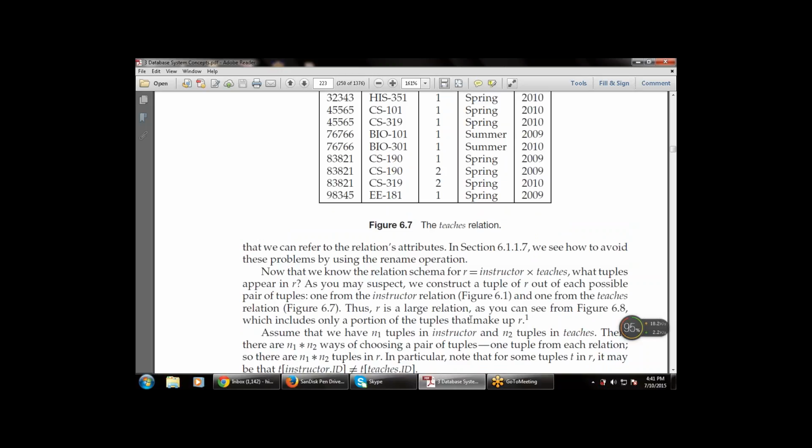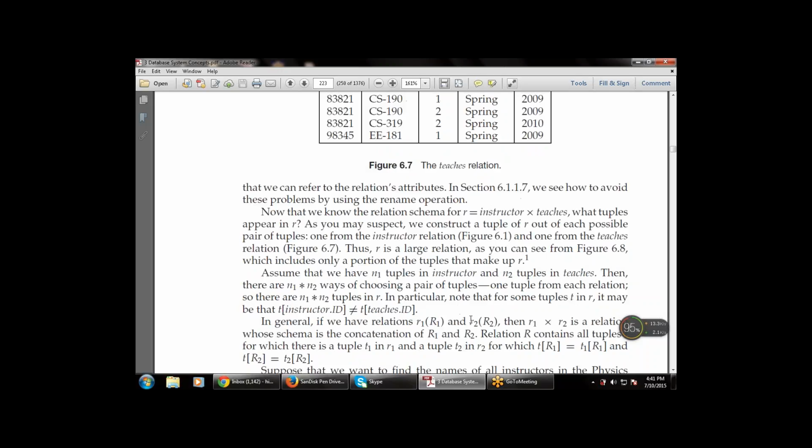If there are n1 tuples of the instructor and n2 tuples in the teaches, then n1 into n2 is used for choosing a pair of tuples, that is, one tuple from each relation. So there are n1 into n2 tuples in R. In particular, note that for some tuple t in R, it may be that t.instructor.ID is not equal to t.teaches.ID. In some cases, we also note that the same instructor is used for the instructor.ID and the teaches.ID.